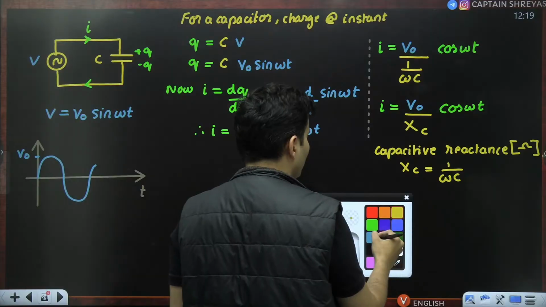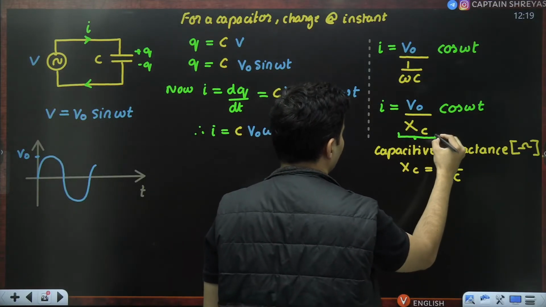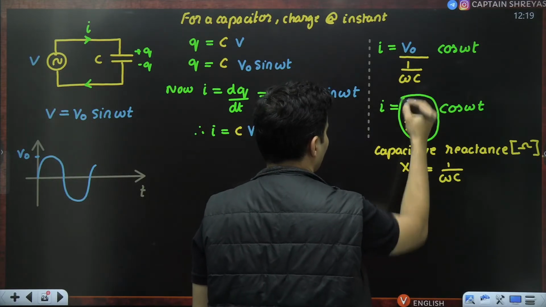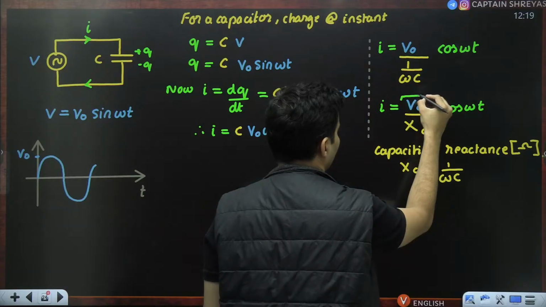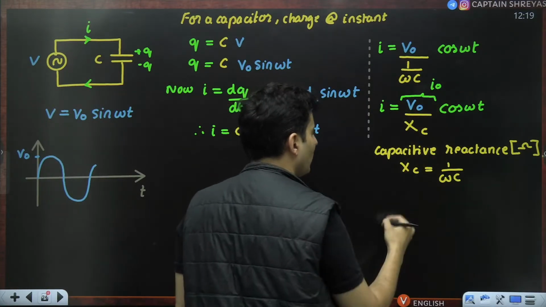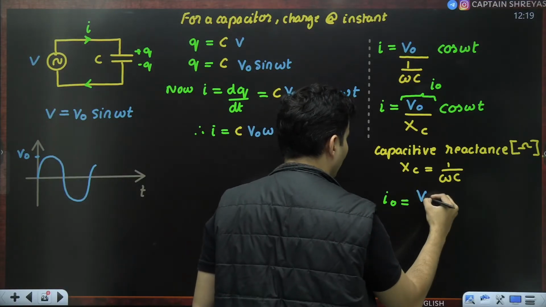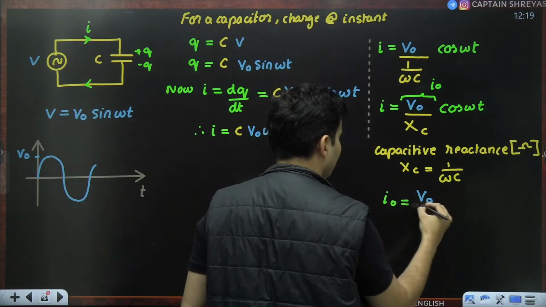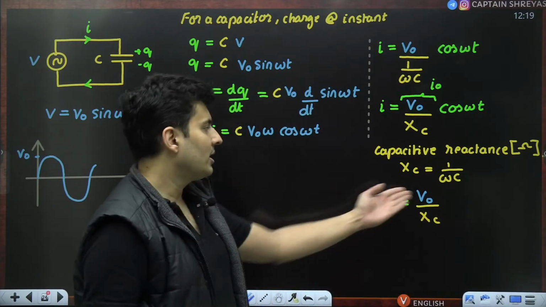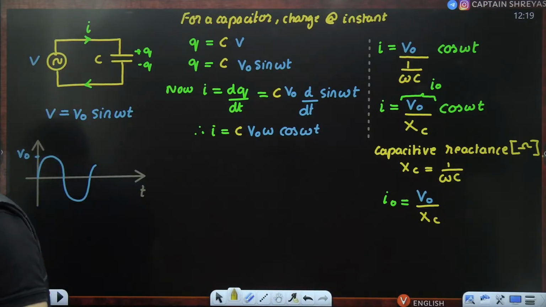And you can also notice one more important thing. This whole thing over here is actually I naught, some constant, into cos omega t. So I naught technically is the maximum voltage by the resistance imposter, which is capacitive reactance, just like Ohm's law. Is this absolutely clear, my dear students?